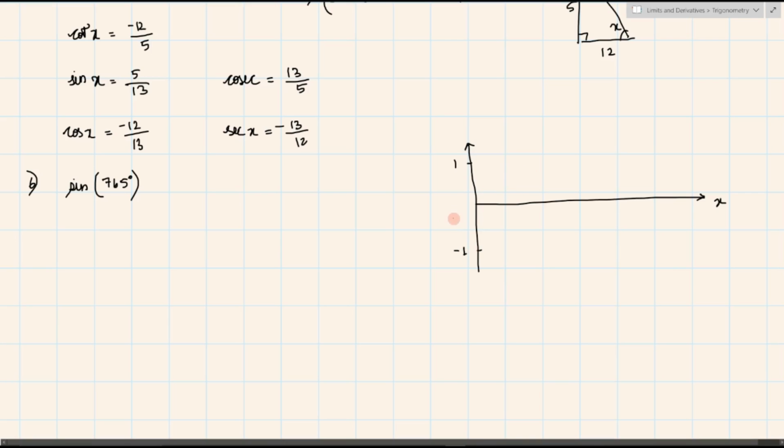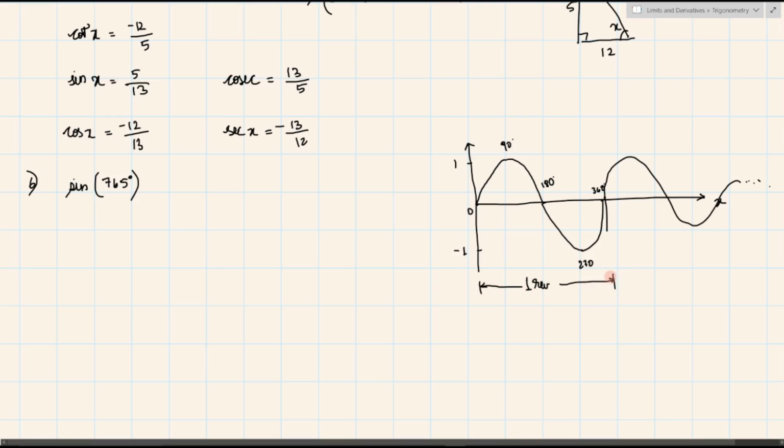So sine starts from 0 degrees and goes to 1 at 90 degrees and comes back to 0 at 180 degrees and goes to minus 1 at 270 and comes back to 0 at 360, and this would be repeated till infinity. Okay, so this corresponds to 1 revolution.